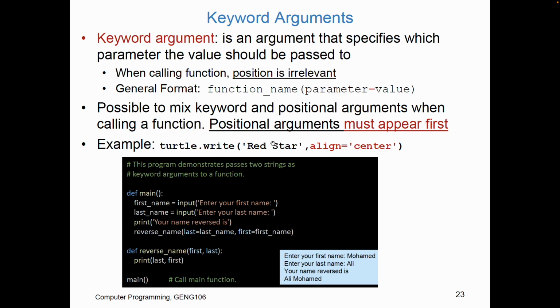Just some more examples if you would like to see. The turtle.write function: we give the first one as a positional argument, and then the other one is a keyword argument which says align is center. Or we have this reverse name function. We have first and last, and then it prints them in the reverse order. When I'm calling the reverse name function, I can also use these keywords to say that last will be my last name variable, and first will be the first name variable. So we can do it in all other functions.